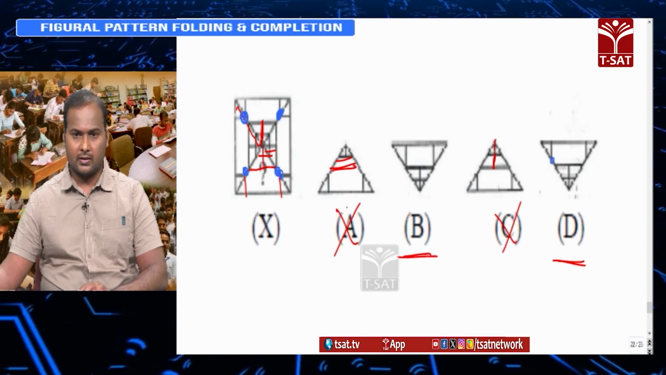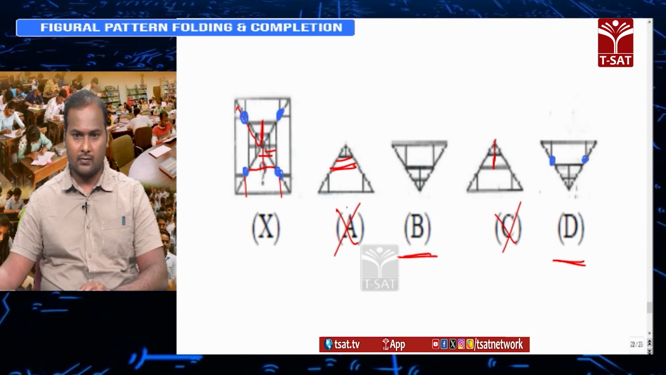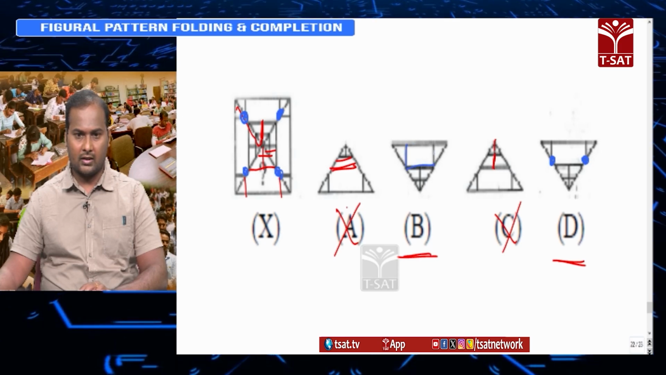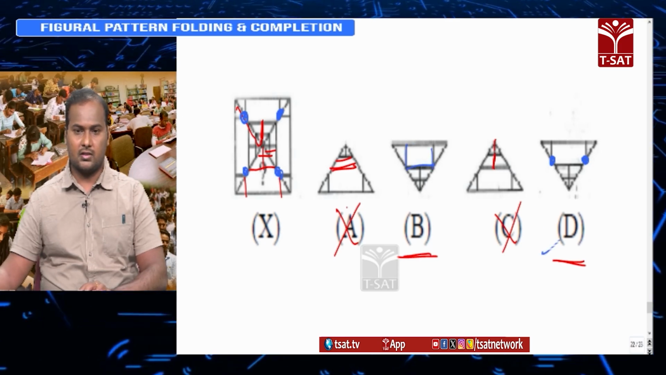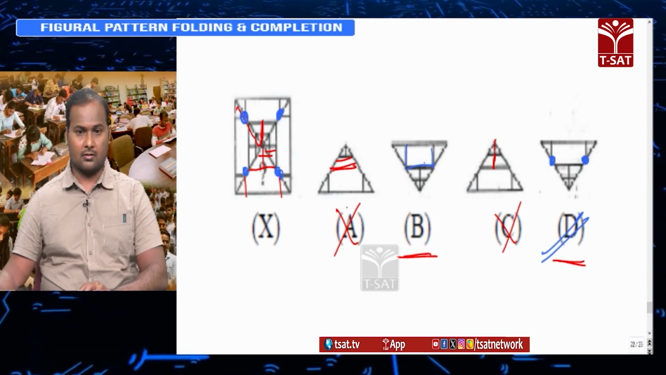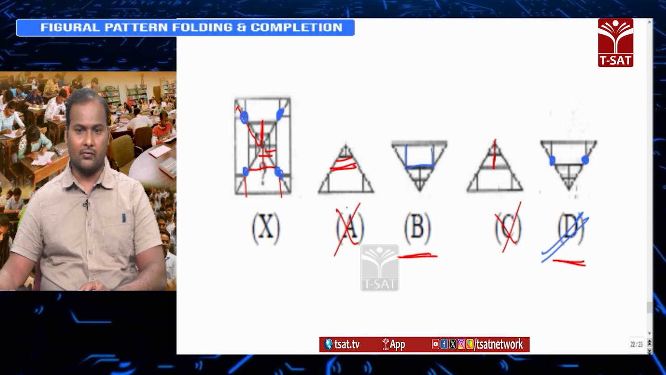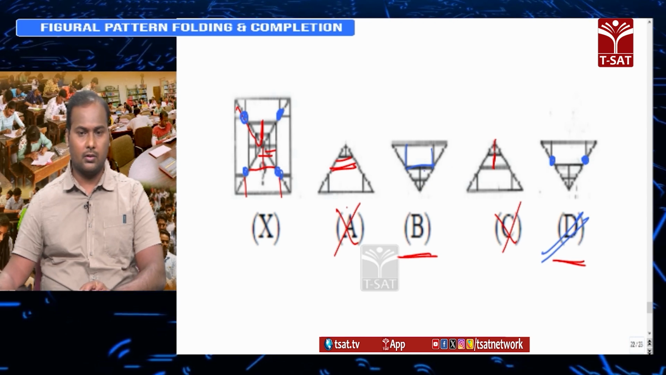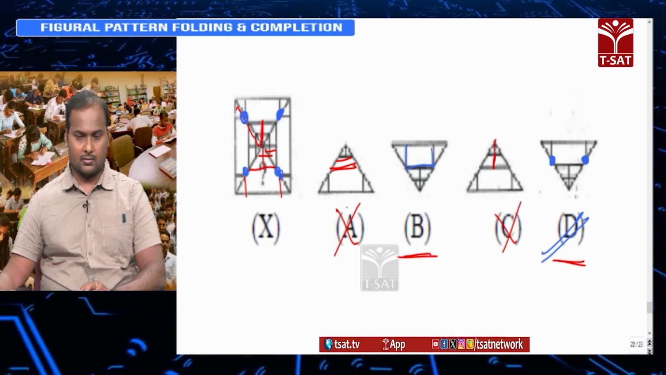For example, see option D. In option D, you can see a gap here and you can see a gap here. But in case of option B, there is no gap. Directly they are touching. That is the reason option D will become the answer. Option B is not the answer. But if you see in the examination between B and D, the student may confuse between B and D. He may opt for B as well.